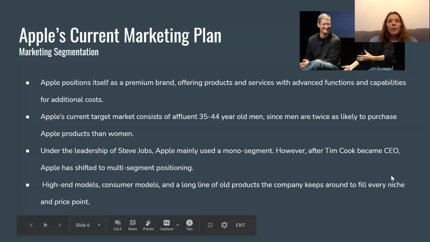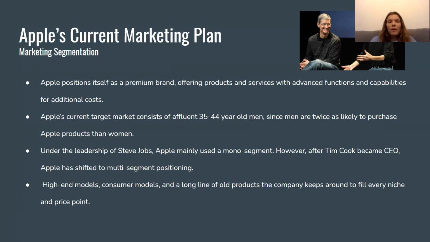Okay, so for Apple's current marketing plan, we first had to analyze how Apple segments their market. Marketing segmentation just refers to how a company divides their customers into smaller groups based on characteristics such as age, income, personality traits, and behavior. Doing this, Apple can create products for different niches, products that different types of people are going to want to buy, and they can pick a product that will work for them.